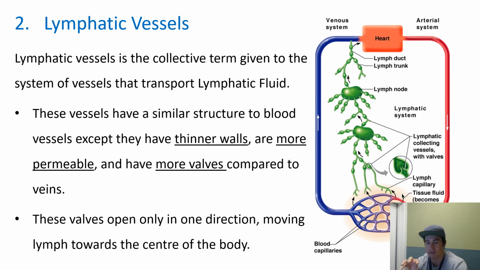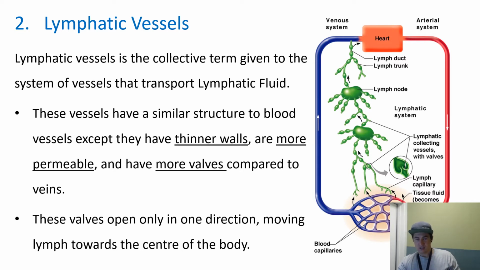It's absorbing them like a sponge and funneling that lymph fluid back up towards the heart. Now these vessels, these lymphatic vessels, have a similar structure to blood vessels, except their walls are much thinner. They're much more permeable, meaning the holes are bigger and they allow a lot more fluid to get in, much more like a sponge, and they have a stack load more valves compared to veins.